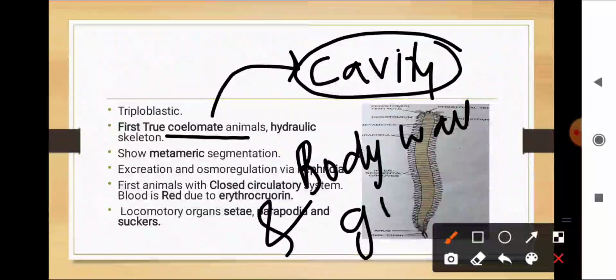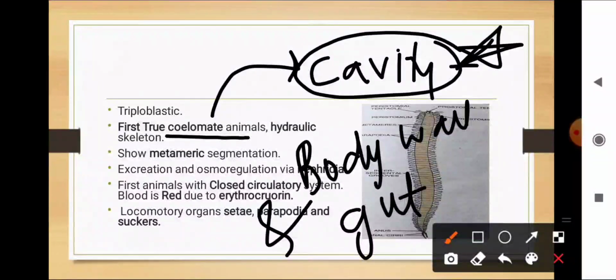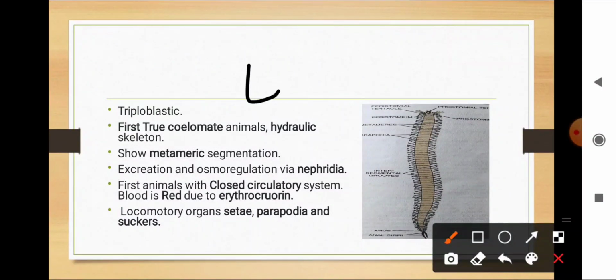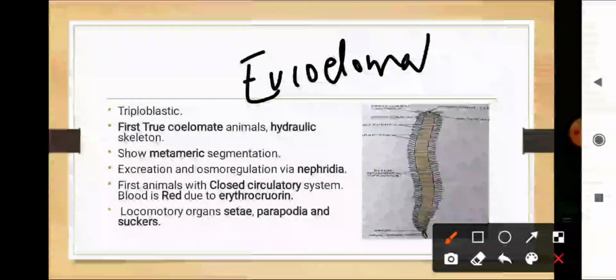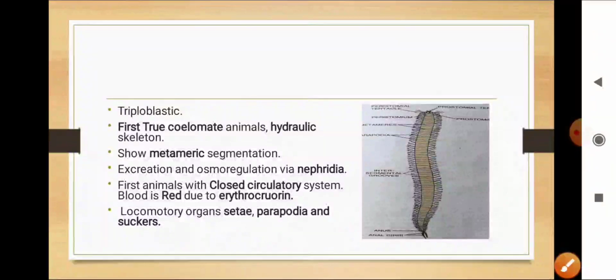gut or intestine. If a cavity is present between the gut and the body wall, then what do we call it? We call it coelomates. Okay, and if the coelom is truly formed, then it is known as true coelomates, or another name for this is the eucoelomates.